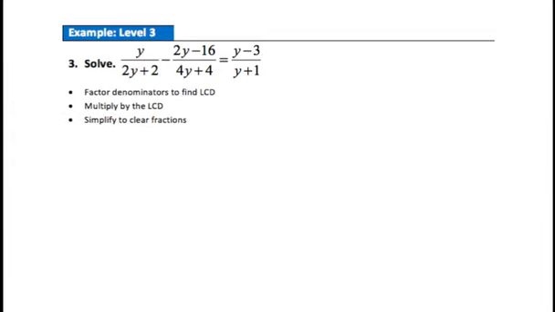So now let's take a look at an example at a level 3. We've got some binomials in here in both the numerator and denominator. This looks like a very complicated equation, but it won't be if we can clear all the fractions out.